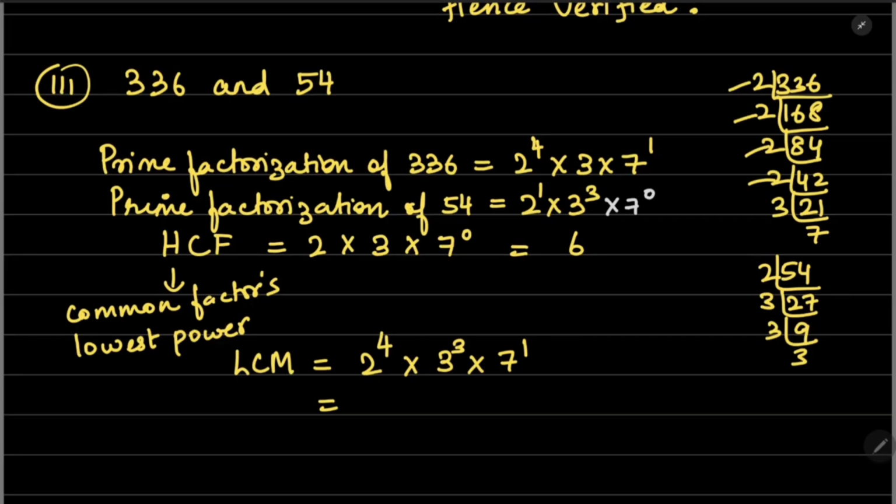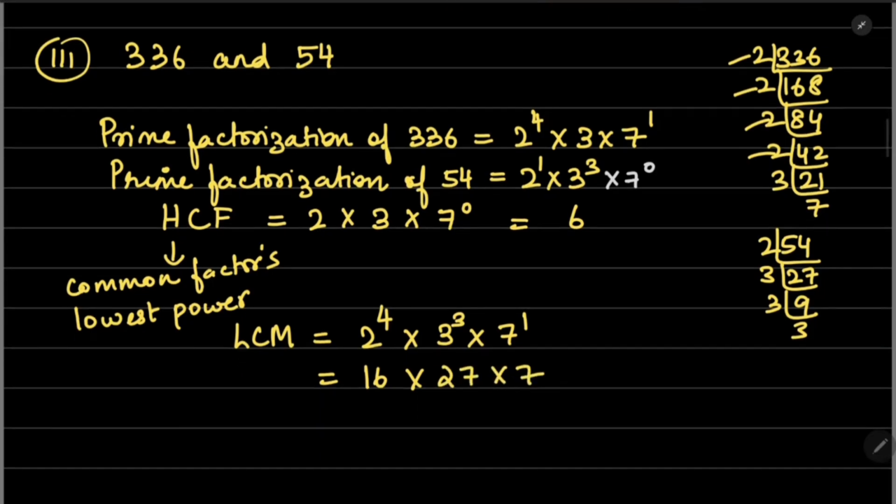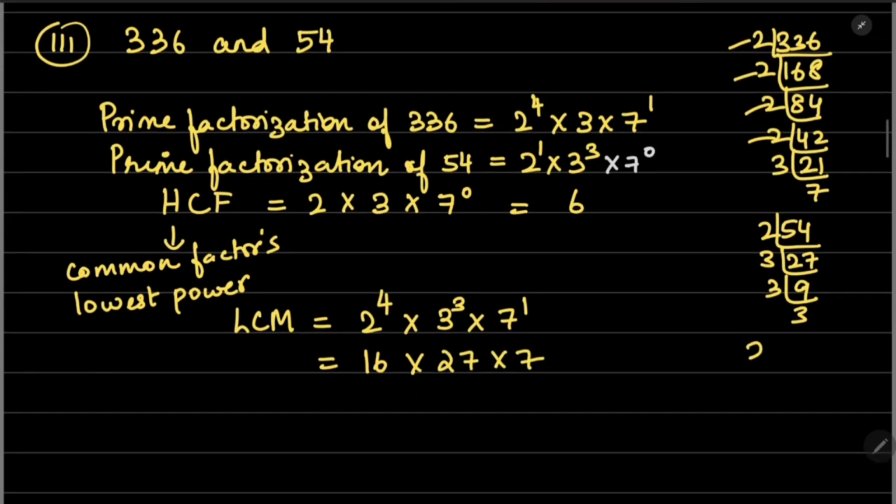Again, 2 to the power 4. So 2 2s are 4, 2s are 8, 2s are 16. Multiplied by 27, multiplied by 7. So you have to patiently calculate what is 27 multiplied by 7. So 7 7s are 49, 9, 4, 18, 189.